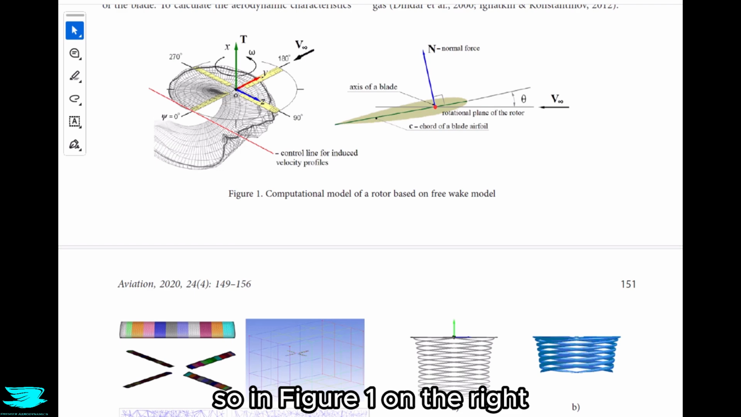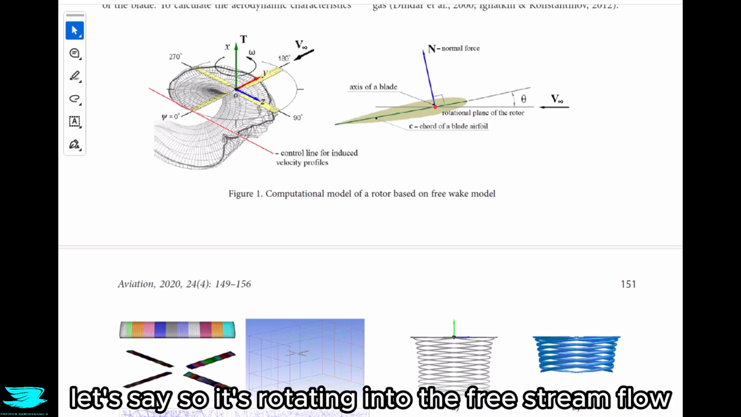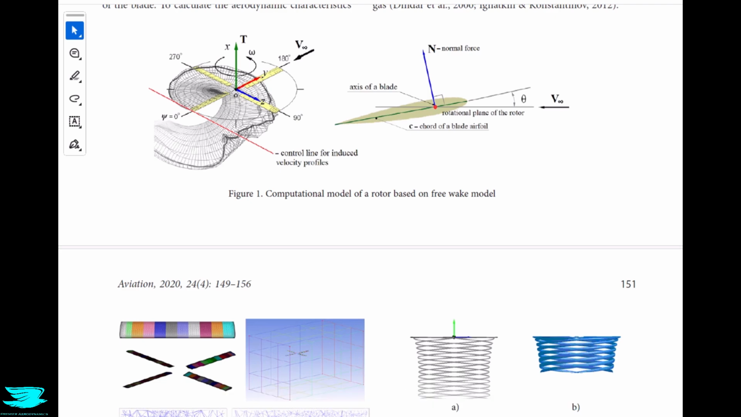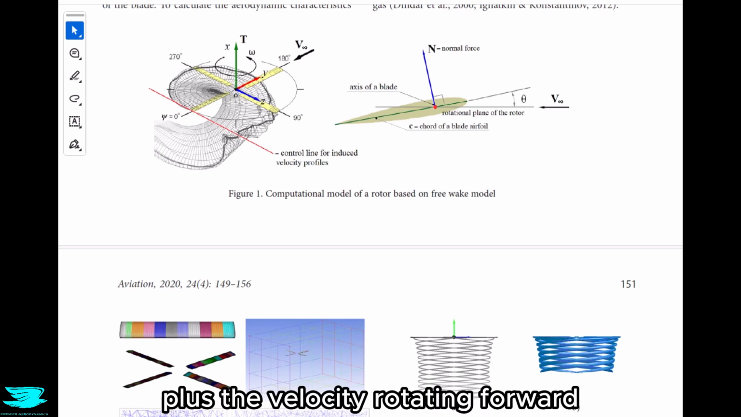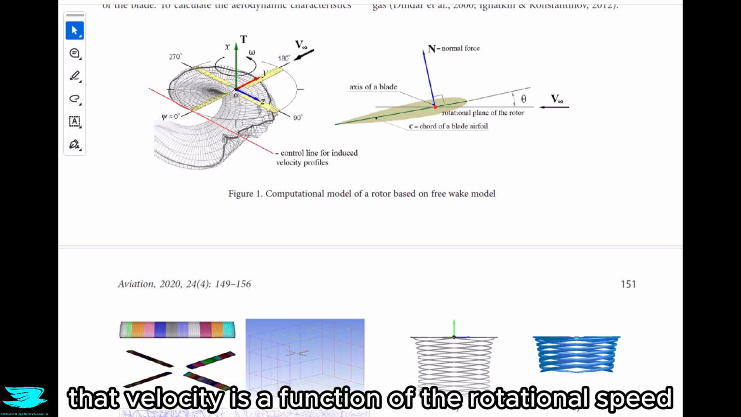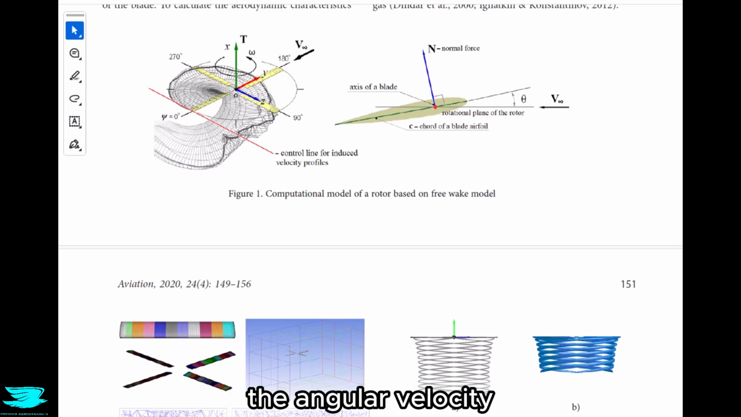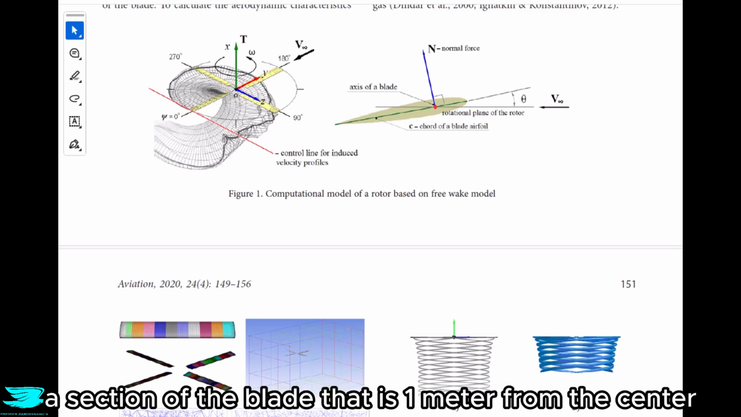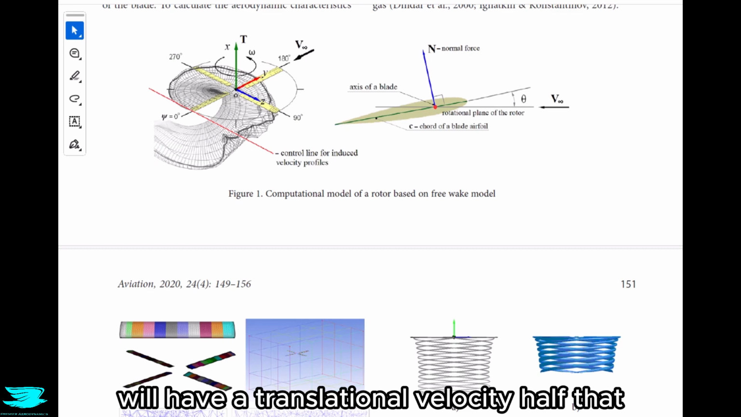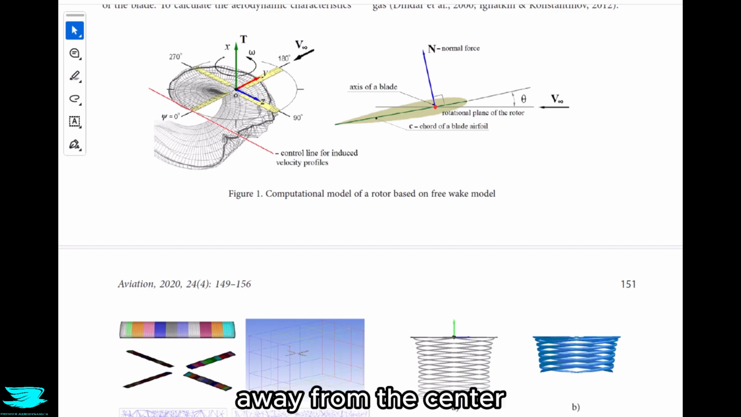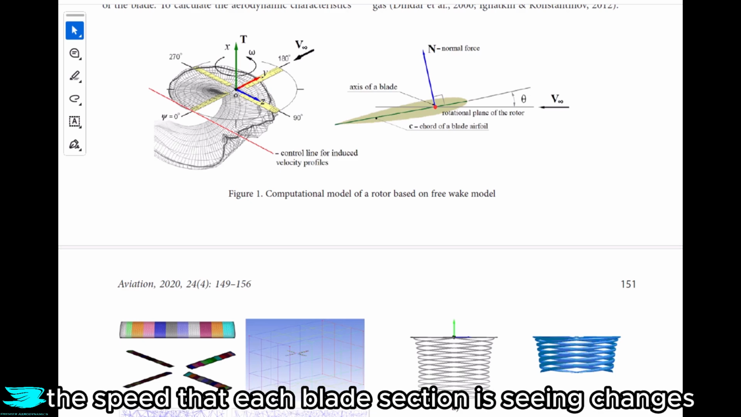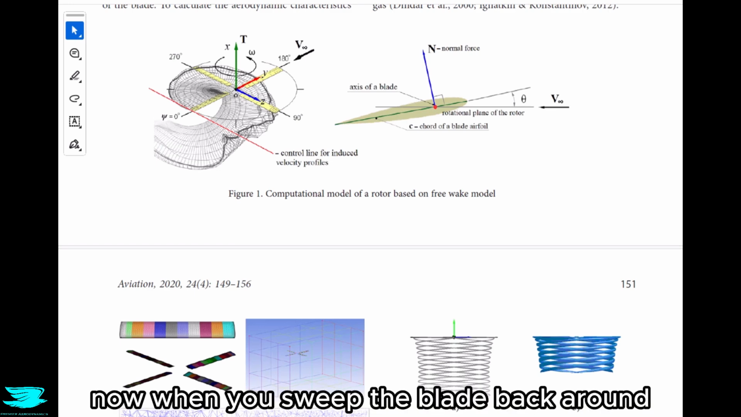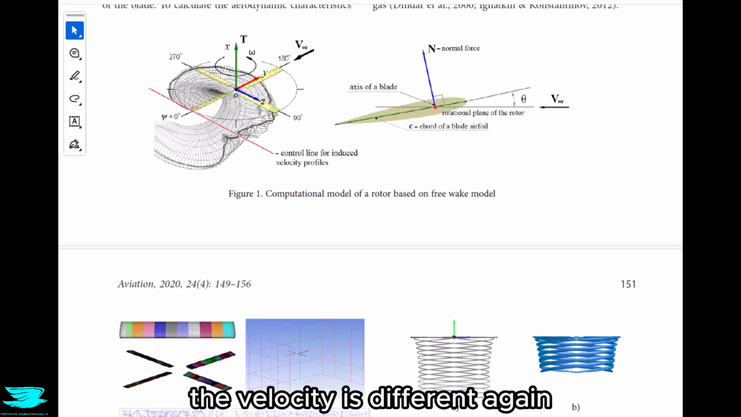So in figure 1, on the right again, we have this blade rotating forward, let's say. So it's rotating into the free stream flow. As such, the velocity the blade actually sees is the oncoming flow plus the velocity rotating forward. That velocity is a function of the rotational speed, the angular velocity, and the distance away from the center. So a section of the blade that is 1 meter from the center will have a translational velocity half that of a section of the blade that is 2 meters away from the center. So in reality, as you go along the length of the blade, the speed that each blade section is seeing changes.